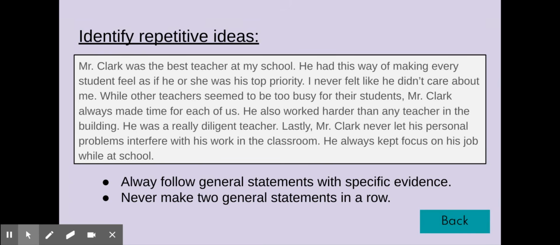So let's look at these series of general statements that are made about Mr. Clark and see if they're followed up with more specific examples. So we have the topic sentence, Mr. Clark was the best teacher at my school. And then we have the first point, or the first piece of evidence that shows that he's the best teacher. He had this way of making every student feel as if he or she was his top priority. So I'm thinking the next sentence would be a specific example of a time when this was the case. Perhaps a personal experience or something that I observed while in school. Instead, this writer has followed up with a sentence that says basically the same thing, and then another sentence that says basically the same thing.